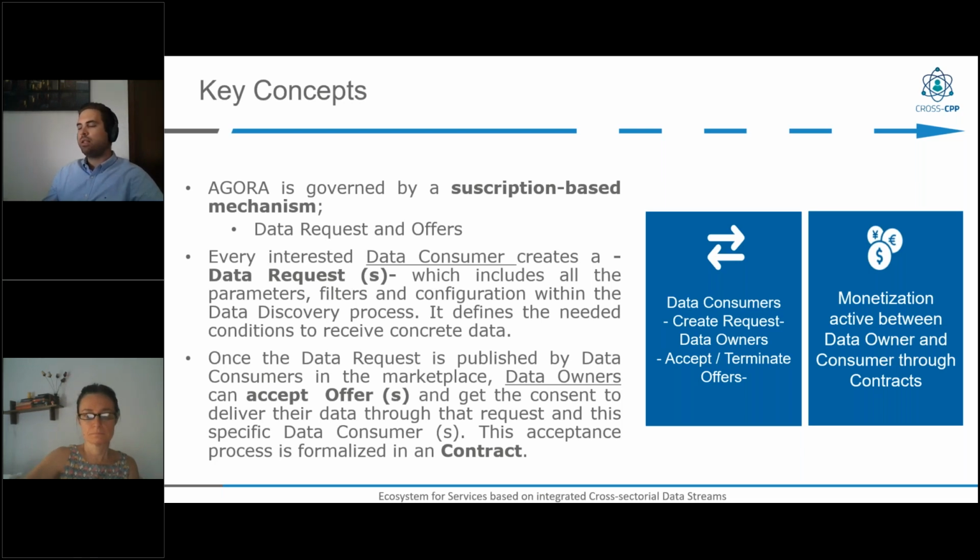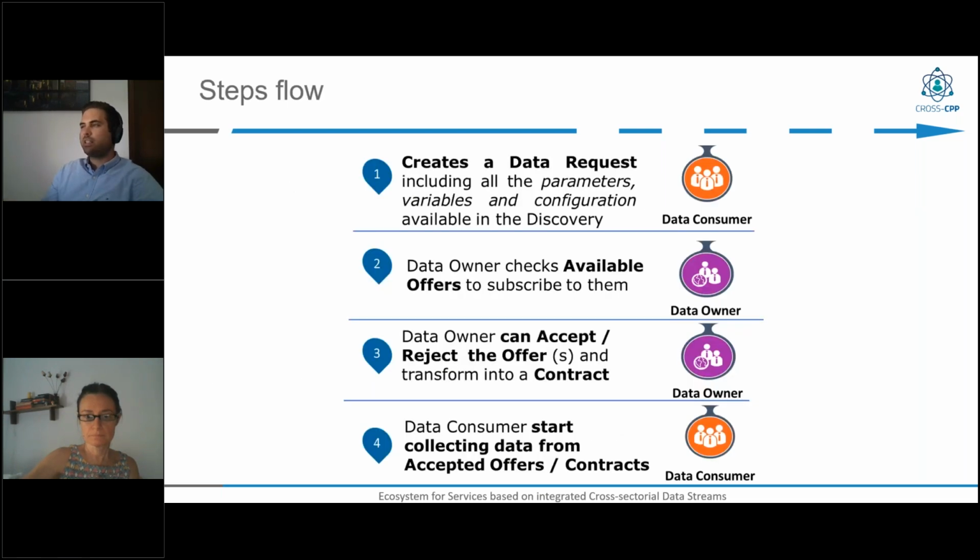This is what we call a contract, and we have the consent from the data owner, the data provider, and we also have the consent from the service provider to accept the services and collect this data. This is basically how the marketplace is governed and how it deals with the data monetization process. This step flow summarizes the steps you have to go through and which stakeholder should take the lead.